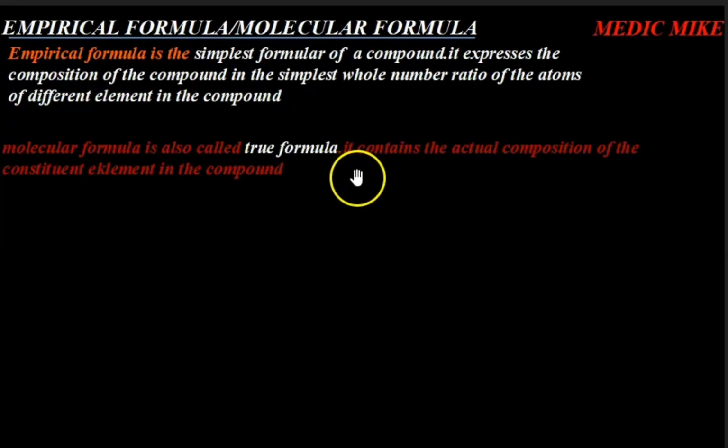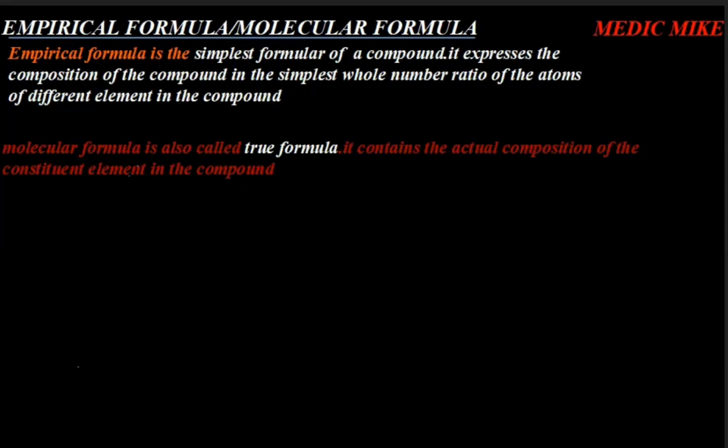So let's start by knowing what empirical formula and molecular formula are. An empirical formula is a formula that involves the simplest composition of a compound, or as the definition says, it expresses the composition of the compound in its simplest whole number ratio of atoms of different elements in the compound. Whereas our molecular formula is also called the true formula. It contains the actual composition of the constituent elements in the compound.